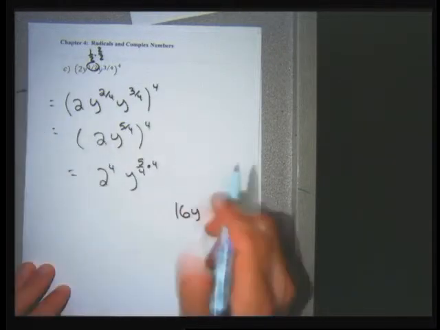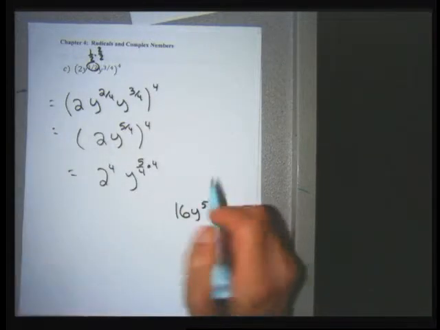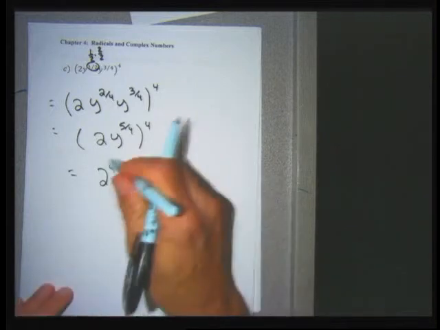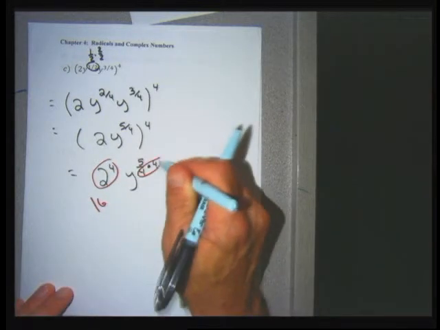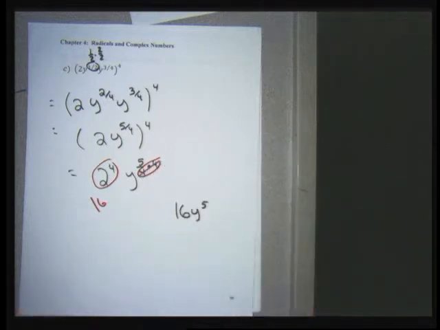And so my answer is going to be 16y to the 5th. That's because this 2 to the 4th is equal to 16. And for the y's, you can cancel these 4's, and you're left with y to the 5th.